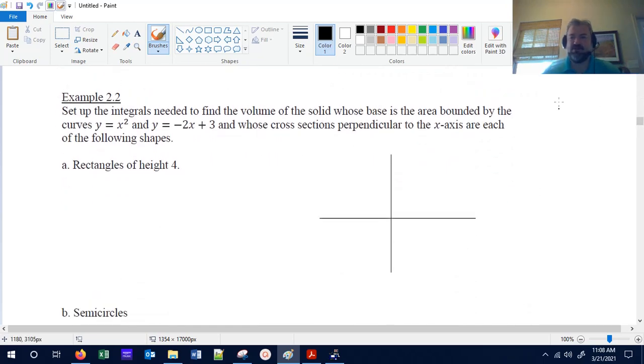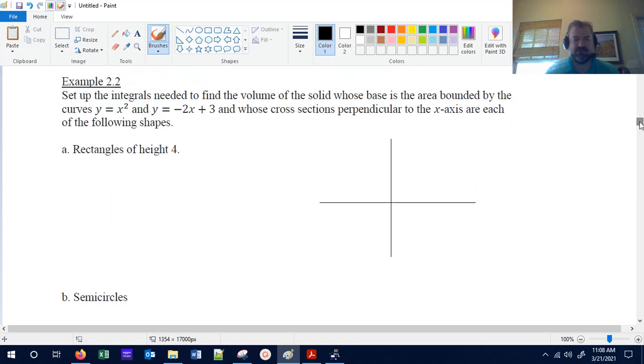So let's look at a more normal AP question example. We'll take a look at how to just find these answers. Set up the integrals needed to find the volume of the solid whose base is the area bounded by the curves y equals x squared and y equals negative 2x plus 3. So y equals x squared, we know that's just our parabola parent function. Negative 2x plus 3 will be a line going through 3 and something like this.